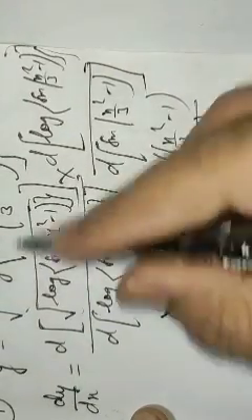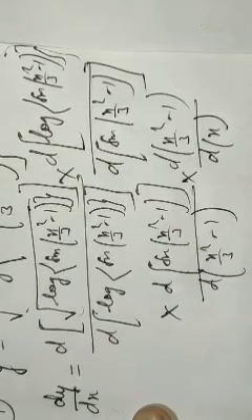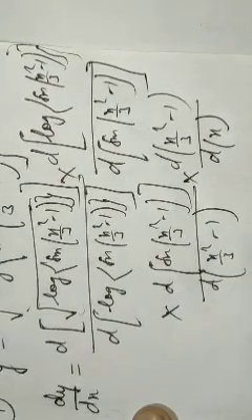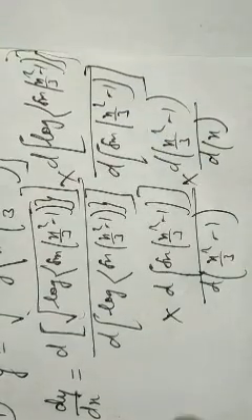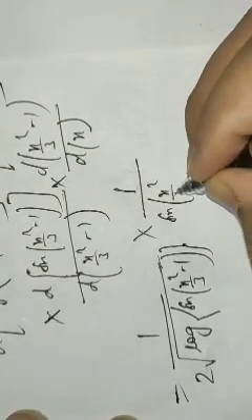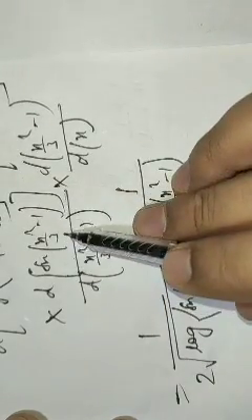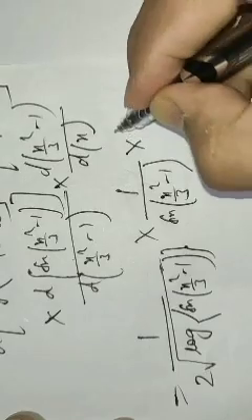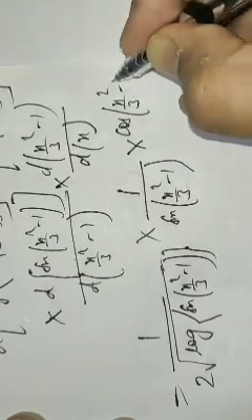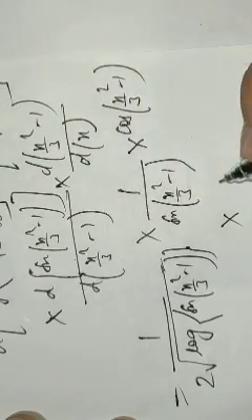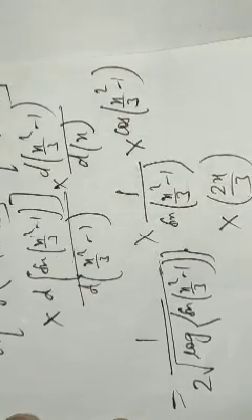Okay, then the differentiation of root x is equal to 1 by 2 root x. Then the differentiation of log sine (x square by 3 minus 1) will be equal to 1 by sine (x square by 3 minus 1). Then the differentiation of sine (x square by 3 minus 1) will be equal to cos (x square by 3 minus 1), and then the differentiation of x square by 3 is equal to 2x by 3. That's the answer for this question.